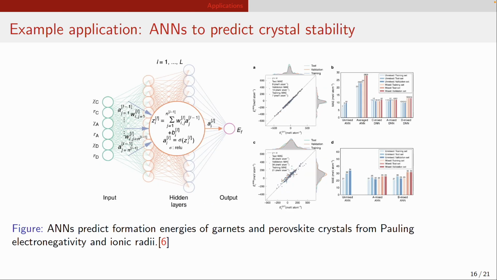This is actually work from my group where we basically use NNP to predict the formation energies of garnets and perovskites using a very simple model. Okay, so this is actually deceptively simple. We basically just have the electronegativity and ionic radius of each species in the garnet or perovskite, and then we have an artificial neural network to fit the formation energies, and we show that actually just with these two parameters for each atom, we can actually get a very good prediction of the formation energies using an artificial neural network. Okay.